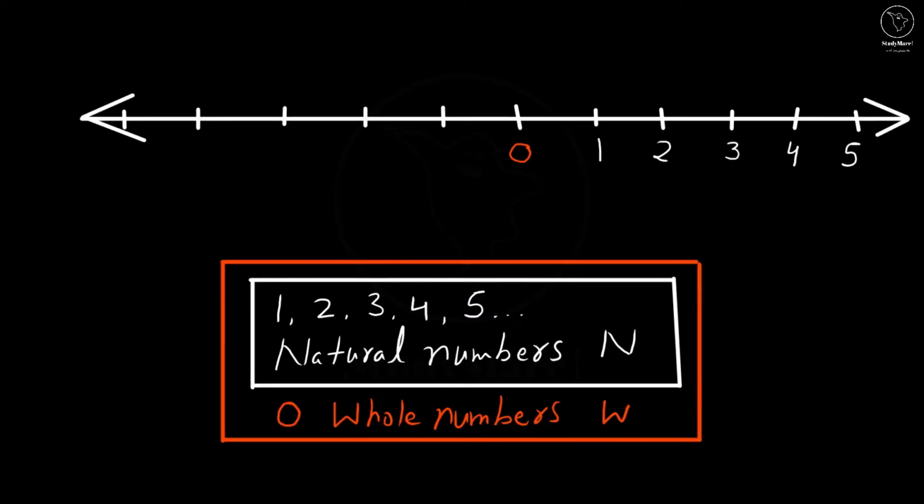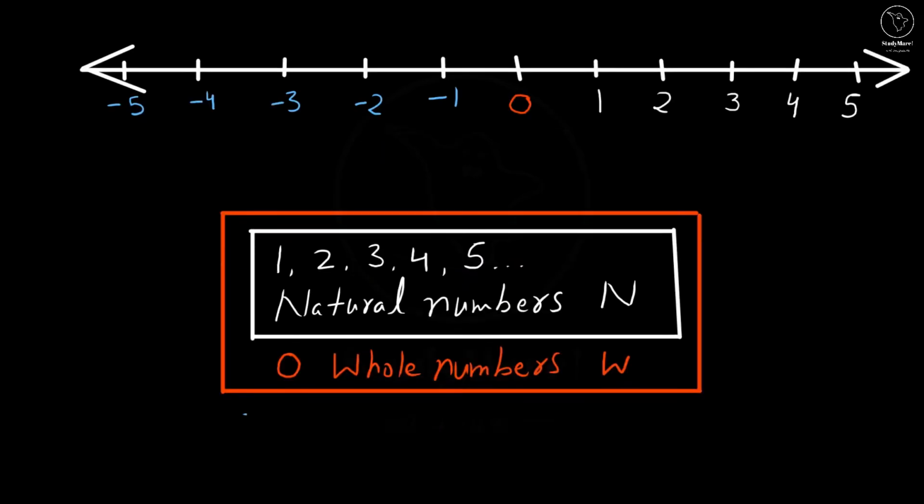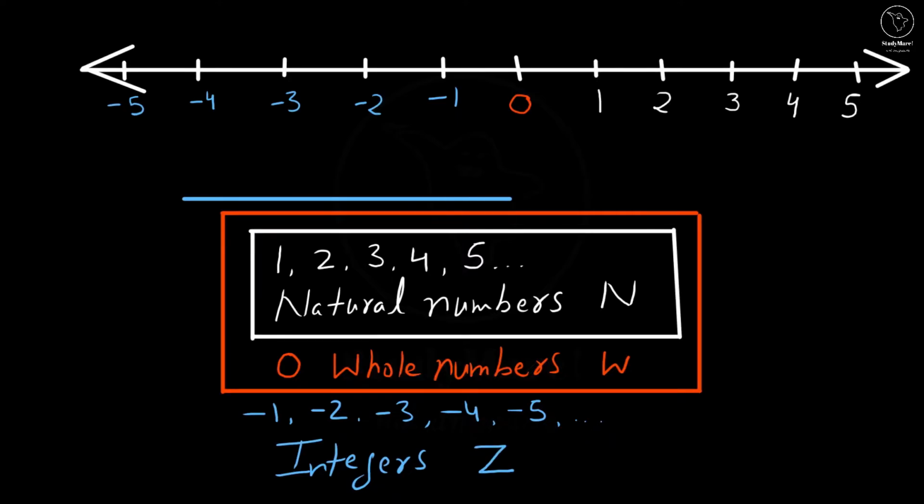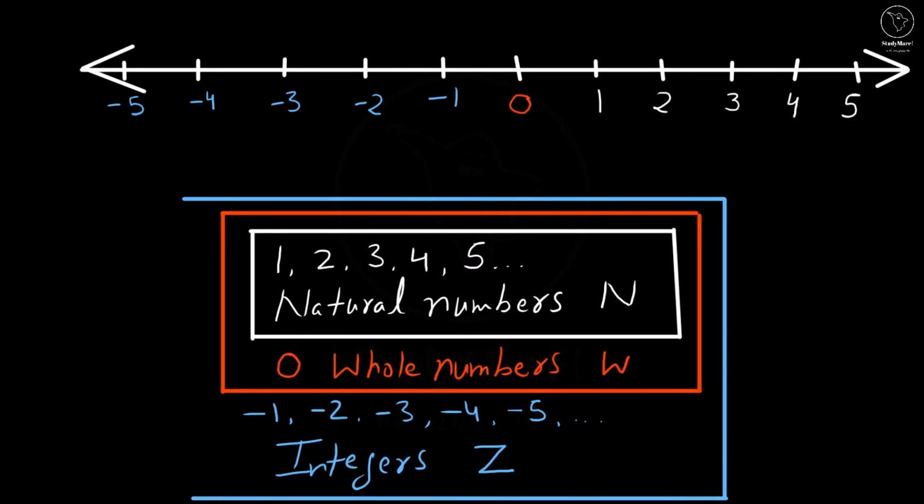Yes, we have negative numbers. -1, -2, -3, -4, -5 and so on. Keeps extending as long as you want. No end to it. If we include these negative numbers with whole numbers, what we get is known as integers, denoted by Z. So, integers extend on both the sides of number line and include the whole numbers as well as natural numbers, along with all the negative numbers.